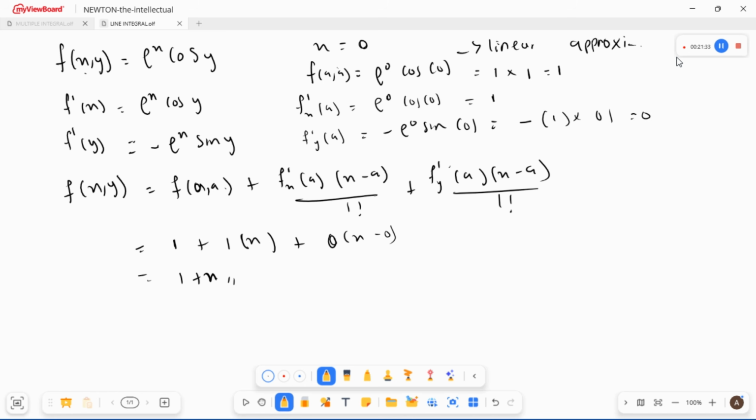So the knowledge of differentiation is very important, and the knowledge of Taylor series is also very important. Once you know the formula, you are good to go. Remember, for linear approximation, you stop at the second term. For quadratic approximation, you stop at the third term, and for cubic approximation, you stop at the fourth term, and then you're good to go.